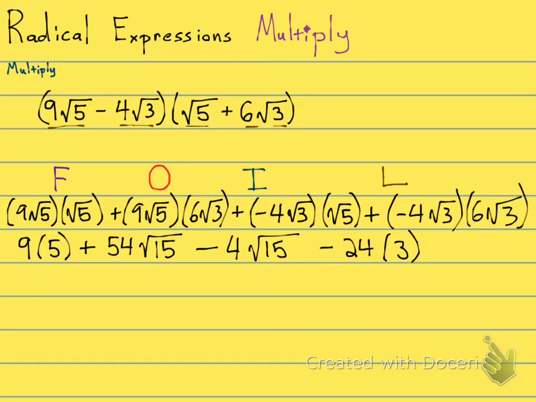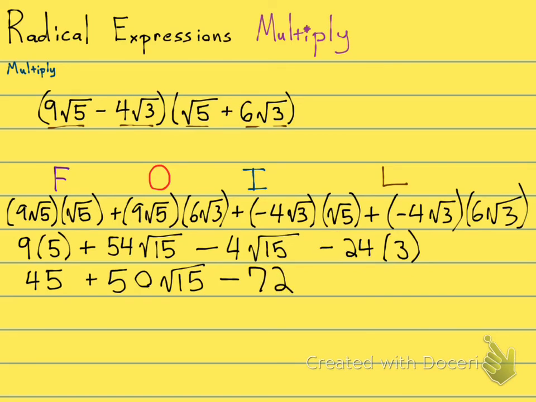Okay, looking at my first term, 9 times 5, 45. All right, these middle two terms are like terms. They will combine. I have 54 square roots of 15 minus 4 square roots of 15. Yep, that is plus 50 square roots of 15. And then the last term, 24 times 3 equals 72, plus 72. I'm sorry, not plus, minus 72. There we go. See, that's a minus right there.